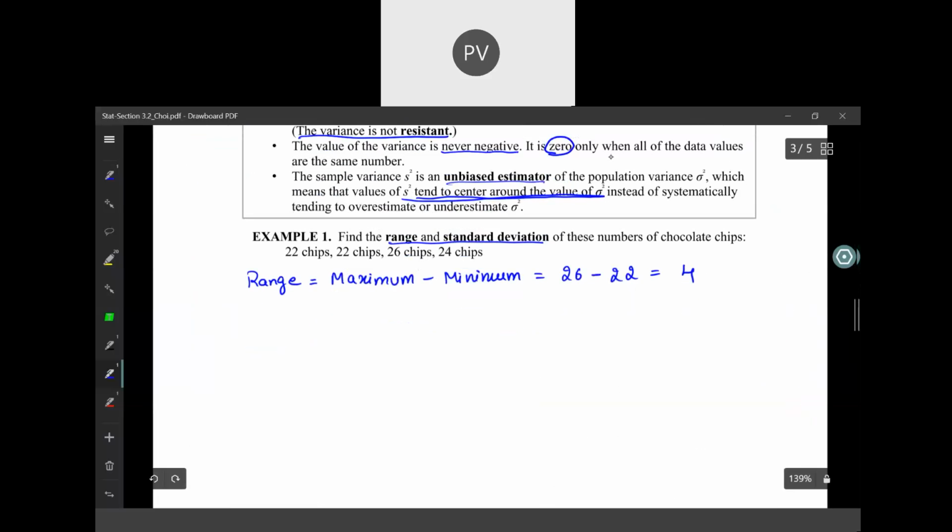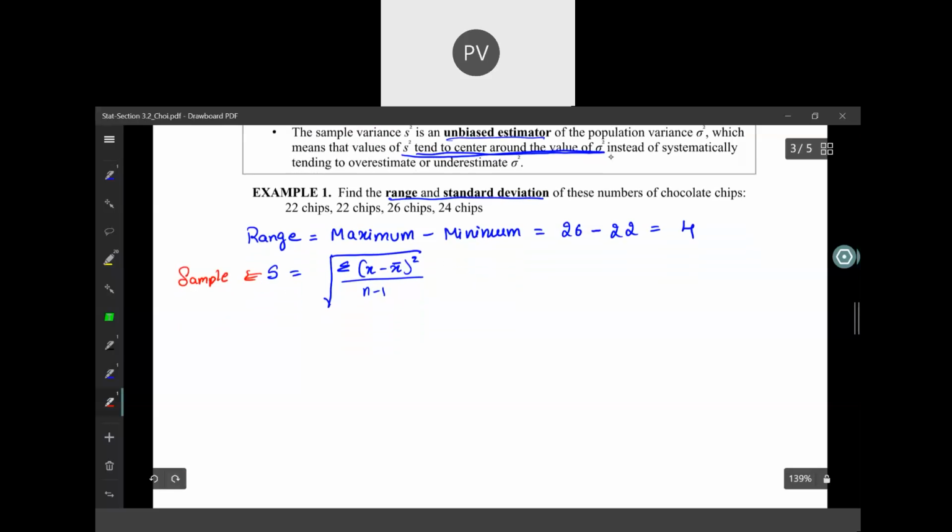Now standard deviation is given by the square root of summation of (x minus x bar) squared, divided by n minus 1. This is just a sample, right? It is not the complete cookies, so it is a sample data set. So I am denoting the mean by x bar. This is the formula for the standard deviation of a sample.